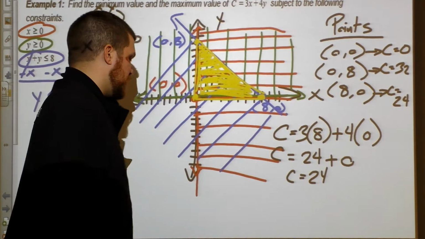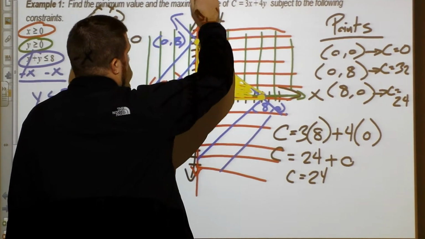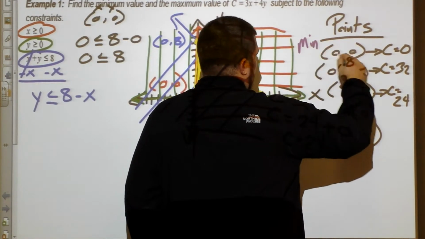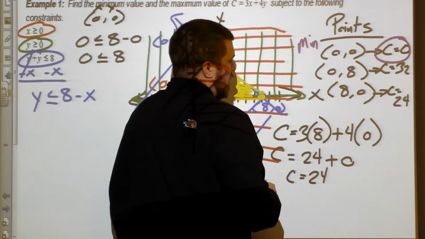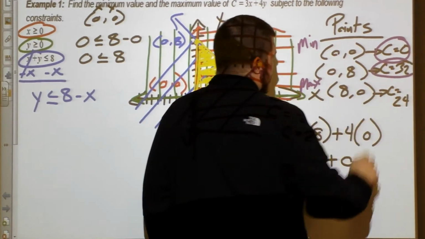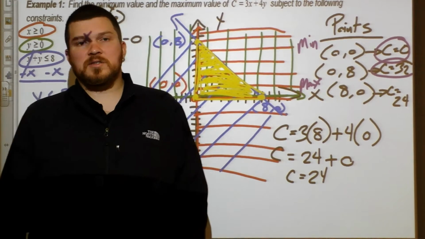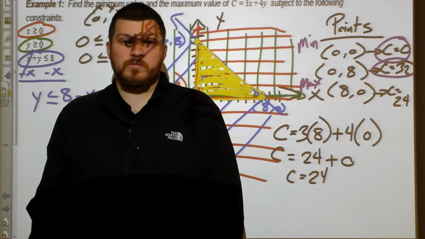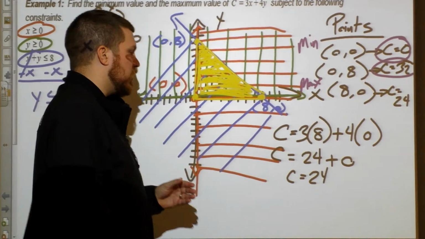Okay, so now that I've done this, I can very easily see, I'm going to do this in purple, my minimum is 0, my maximum is 32. So my minimum cost is $0, and my maximum cost is $32. And that's how you do a linear programming problem.